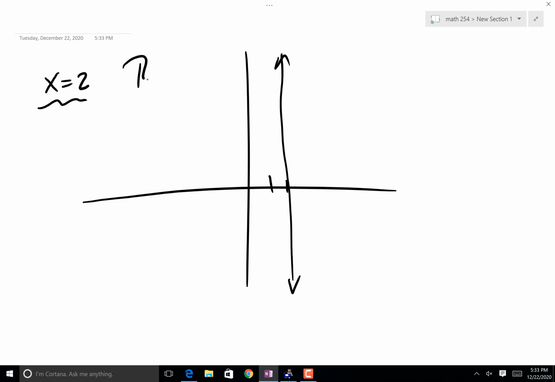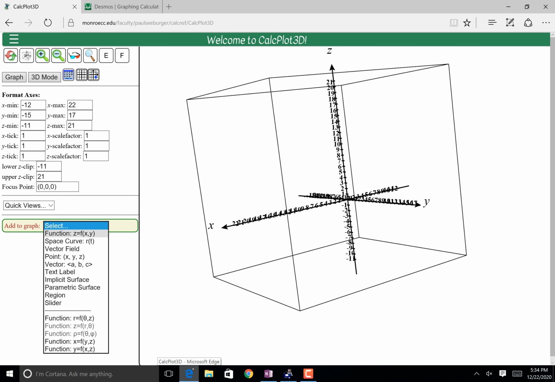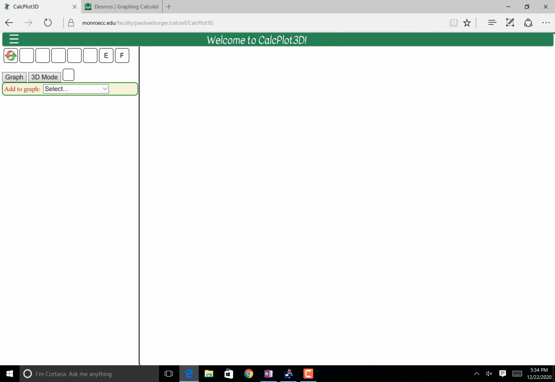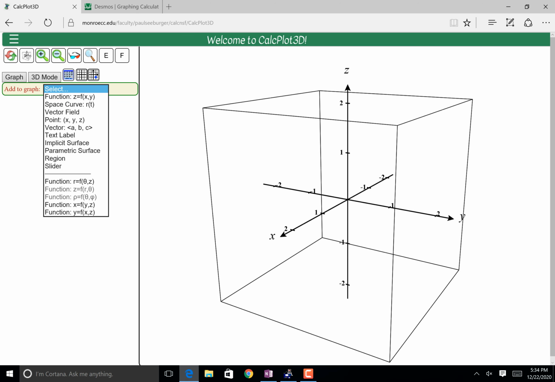Okay, this is in R2, we say. In R2, it's a vertical line. But in R3, what would it look like? This is why I want you using this sort of graphing program. When I was a kid, we didn't have access to this sort of thing, and we had to just kind of memorize stuff and hope that it was right.